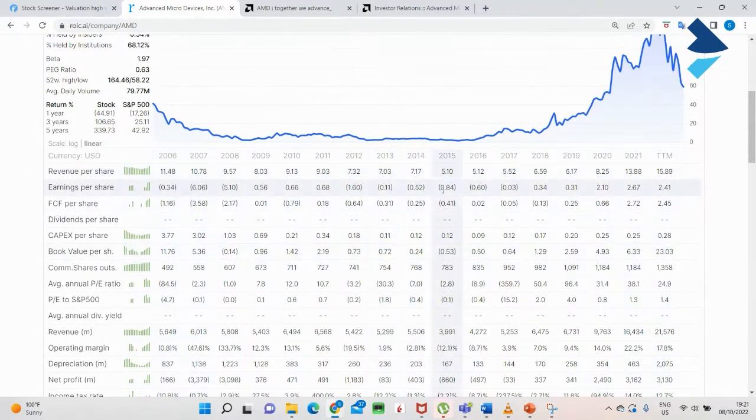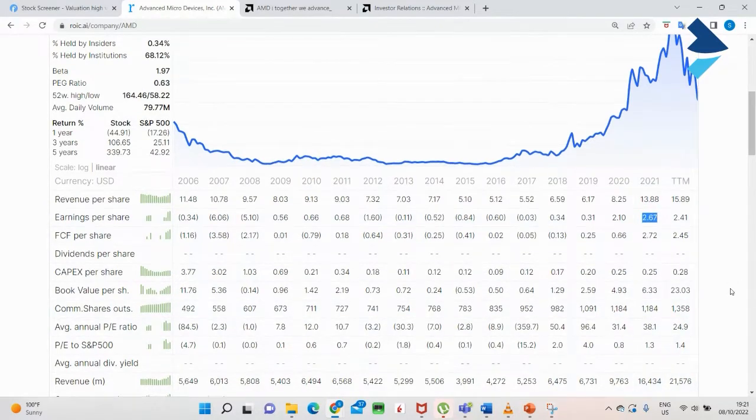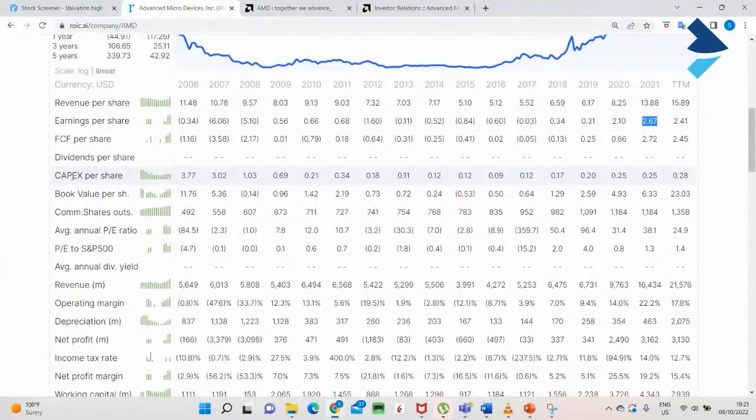Earnings per share, loss making company थी, इसने basically it's gone to become a profitable company, now generating 2.5 or 2.7 in 2021 earnings per share. Free cash flow, something that I always look at. Is it positive free cash flow? Yes, it is. Growing its free cash flow now. 0.25, 0.66, 2.7. I'm loving this already. Acha. What else am I looking at?